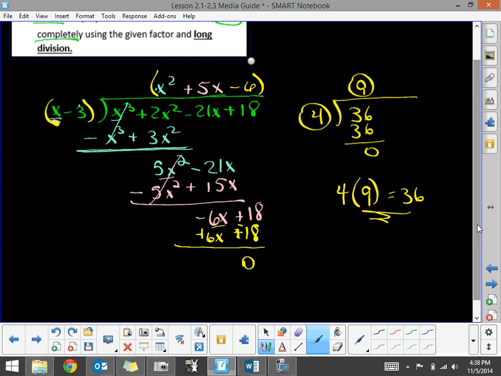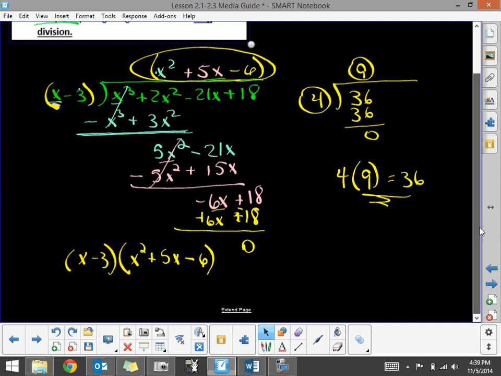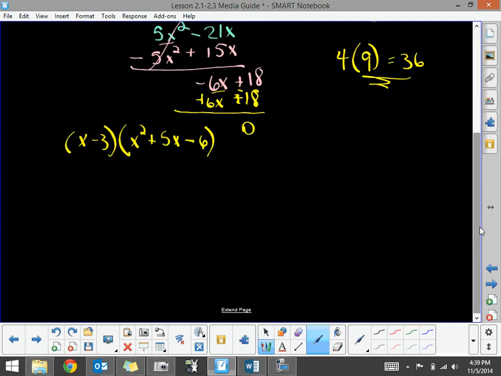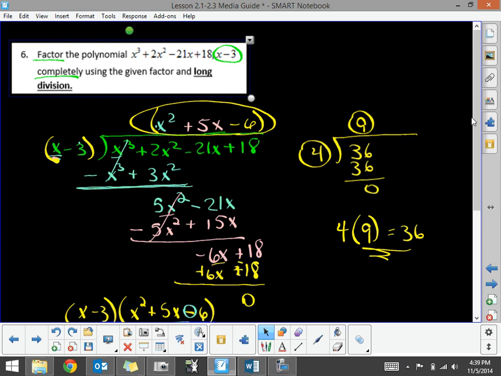Factor it completely. Right now I know that x minus 3 times this value up here, x squared plus 5x minus 6, are my factors. But the directions asked us to factor it completely, so there might be a chance that that trinomial factors again. The x minus 3 is your linear factor, which can't be reduced, but we can try to factor this quadratic factor. So x times x, signs are going to be different, plus and minus, factors of 6 that give you a 5. We better go with a positive 6 and a negative 1. So this is my factored form of that original polynomial, and that's what it was after, to factor completely using long division.